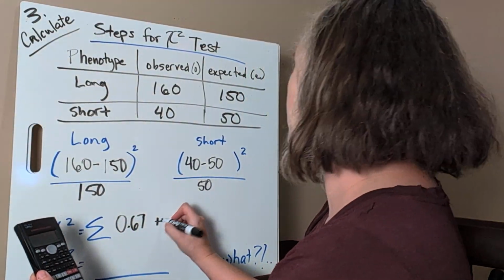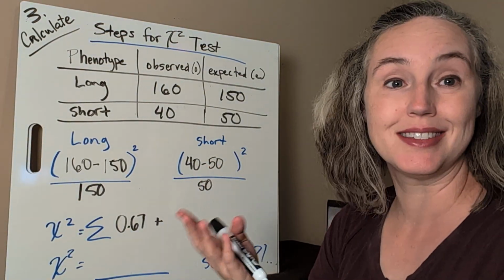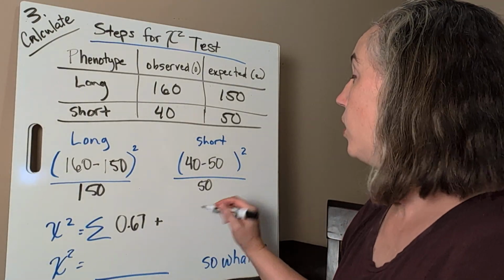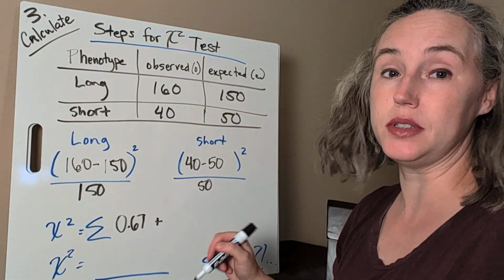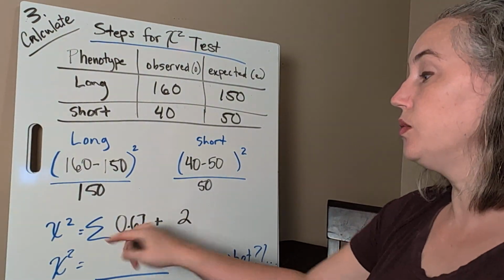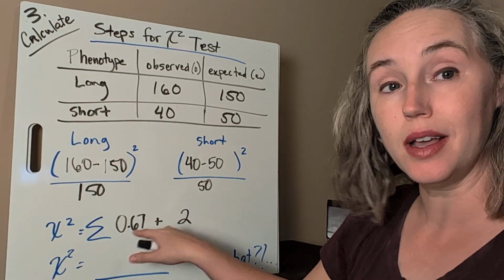0.67 plus, this is 40 minus 50 is negative 10. Negative 10 squared is 100. 100 over 50 is 2. So 2. And then, right, to find the chi-square value, we're going to add those up.